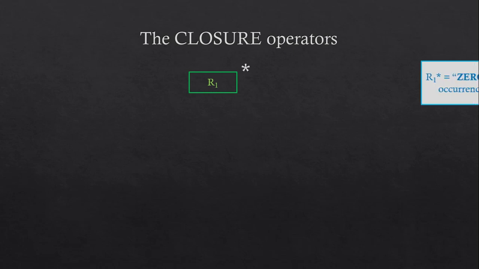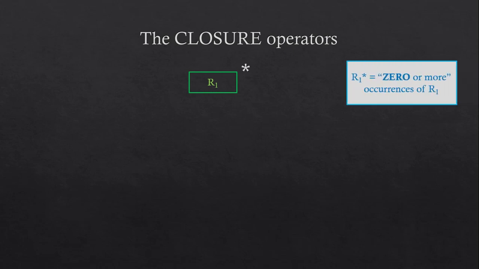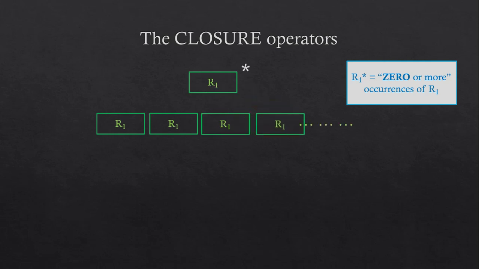Now let's look at the closure operators. The closure operator is a unary operator, so it only works with one operand. What this means is I'm going to take 0 or more occurrences of R1. So I'm going to take R1 0 times, 1 time, 2 times, 3 times, or infinite times. It will be something like this. I'm going to take R1 and R1 and R1, and I'll keep taking it for as long as I want. And I can take 0 R1, which will give me the empty string.